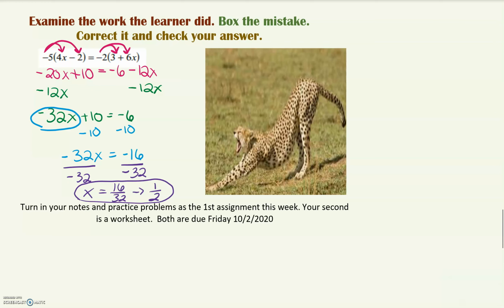When you have it corrected, take a moment, put it back into the original equation, and see if the equation is still true. When you are done with that, you are done with the video.